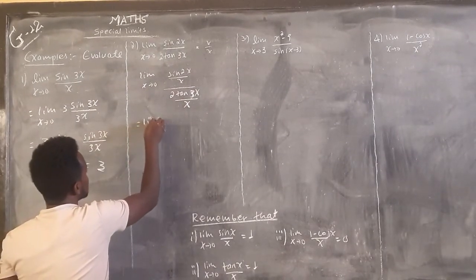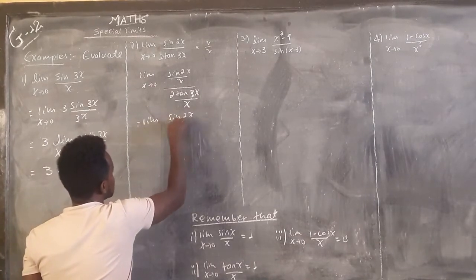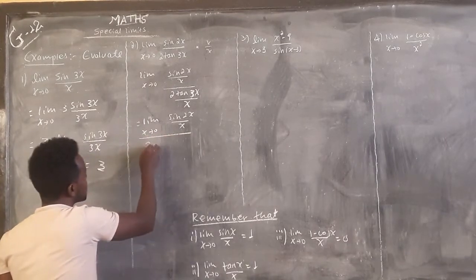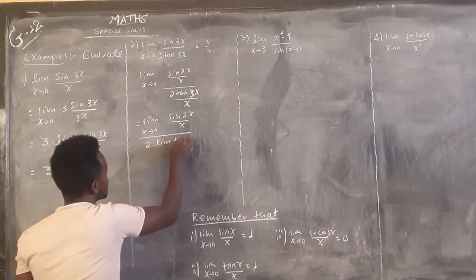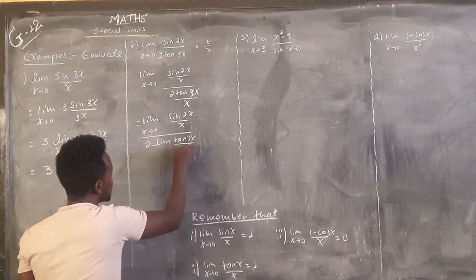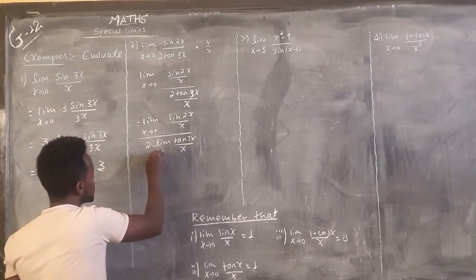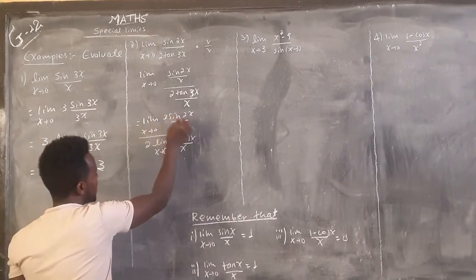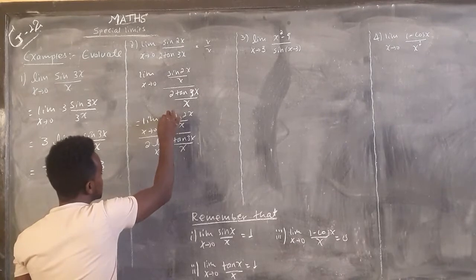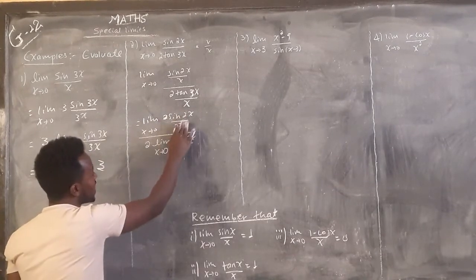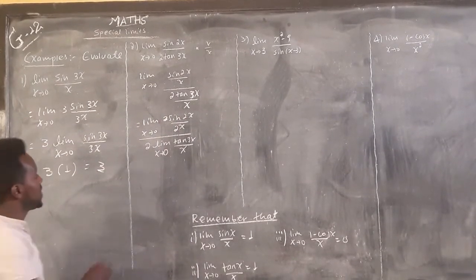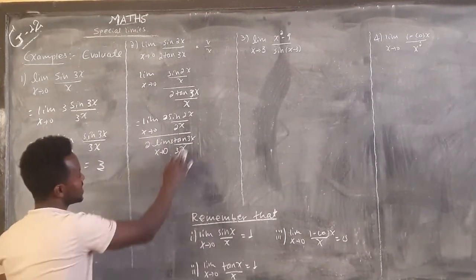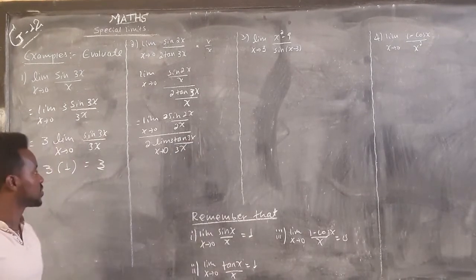This can be given as limit of sine 2x over x as x approaches 0 over twice of limit of tan 3x over x as x approaches 0. So we can multiply this by 2 over 2 in order to make 2x and 2x equal. Multiply this by 3 over 3 in order to make this 3x over 3x which is equal.